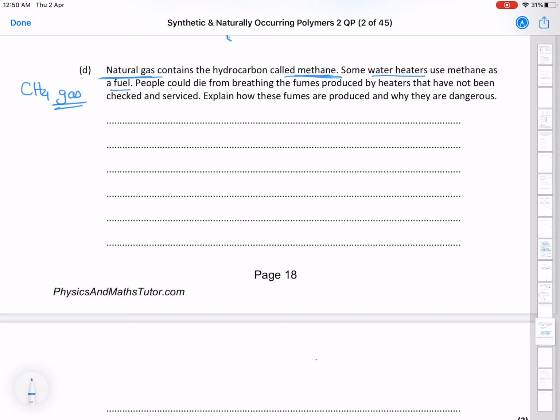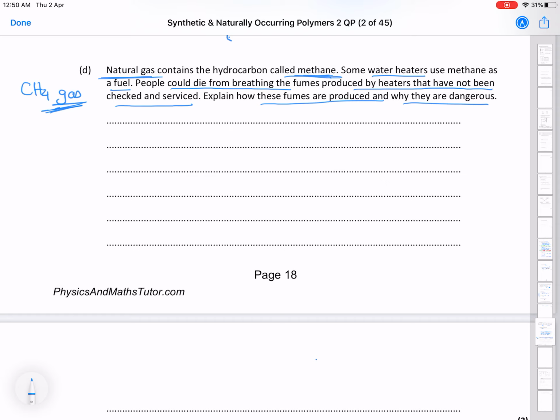Many people could die from breathing those fumes produced by heaters that have not been checked, serviced and maintained. Explain how these fumes are produced and why they are dangerous. Why, if methane is used as fuel, can people get suffocated? Well, I'm going to explain that in detail, and as I said, many accidents I have personally heard about were because of the suffocating effect of methane gas.